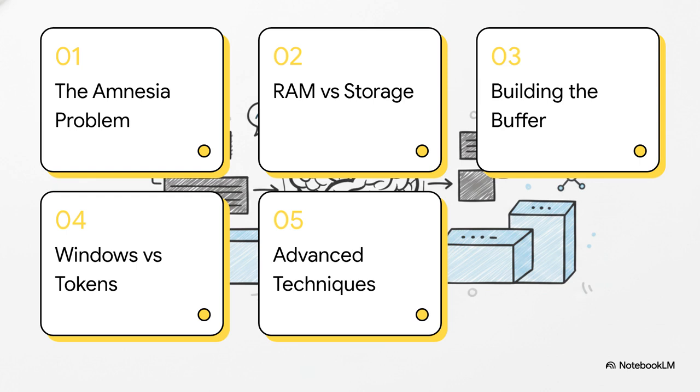We're going to cover: 1. The AI amnesia problem, 2. The RAM versus storage analogy, 3. Building the buffer class, 4. Sliding window versus tokens, and 5. Some advanced memory techniques. Let's jump right in.